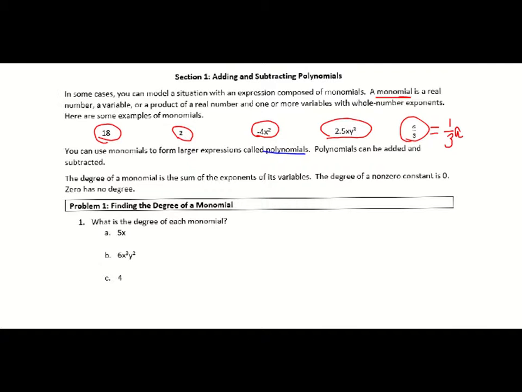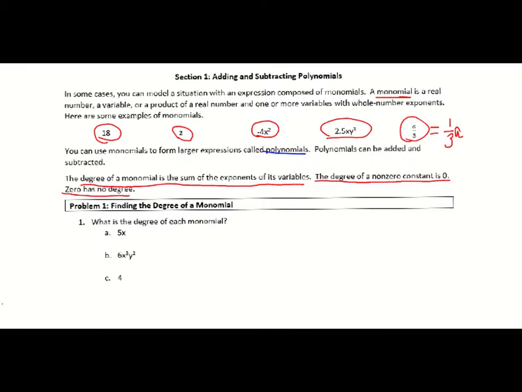Now, what we're first going to take a look at are degrees of monomials. Now, this is a very important statement. The degree of a monomial is the sum of the exponents of its variables. If no variable is present, you have any number that is not 0, then the degree of a non-zero constant, and that's any number that's not 0, is 0 because there is no variable present. If you are ever asked to find the degree of 0, 0 has no degree.